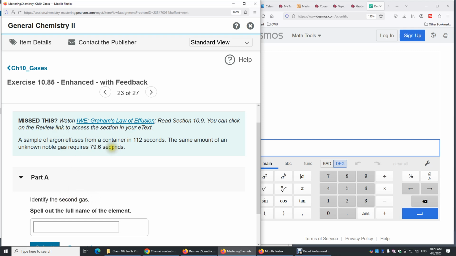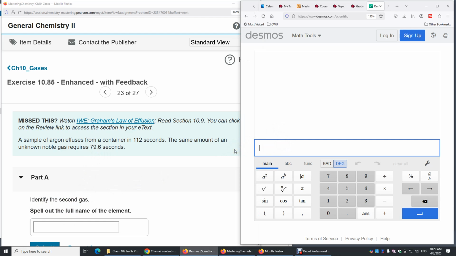Well, the effusion rate is proportional to the average speed of the gas particles, and the average speed is inversely proportional to the square root of mass. So we can use these two pieces of information to identify the gas. Alright, so first, argon has a molar mass of 39.95.